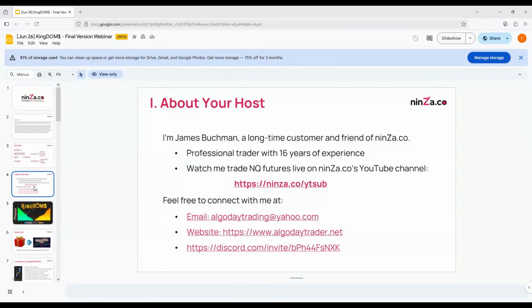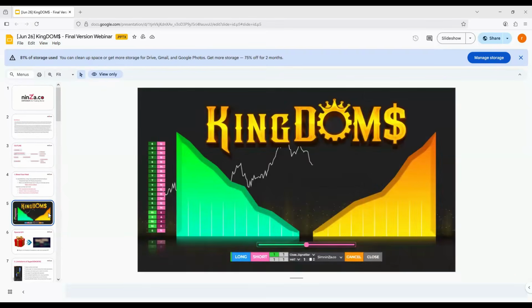And today we have something quite unique, KingDOM. So KingDOM is basically the Superdome, but you can see it. Instead of just looking at quick moving numbers, you actually get a visual representation of this Superdome.